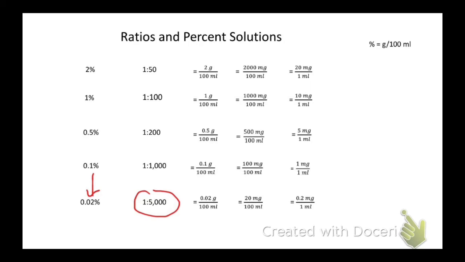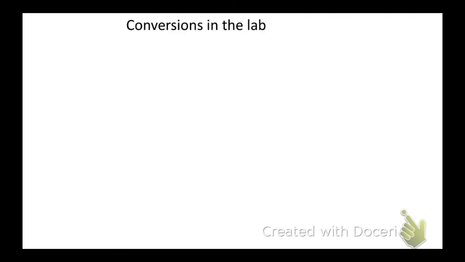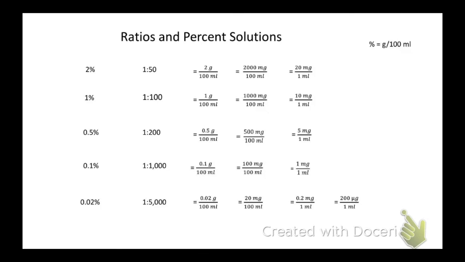That can be written as 0.02 grams, and that can be converted to 20 milligrams per 100 mLs, or 0.2 mg per ml when we reduce it. And now we can convert that one further unit, and 0.2 milligrams is the same as saying 200 micrograms per ml. So we can get that down to 200 micrograms per 1 ml.